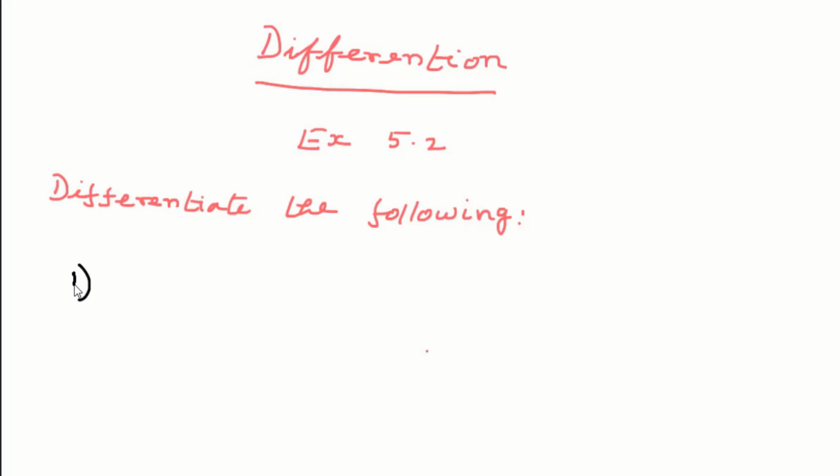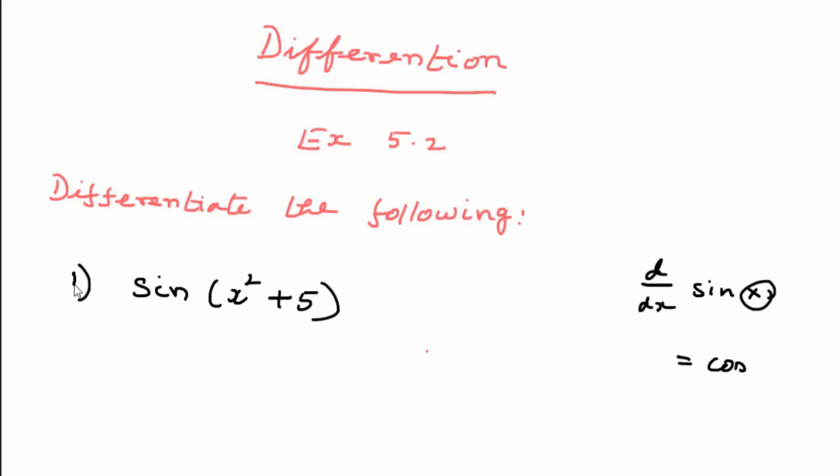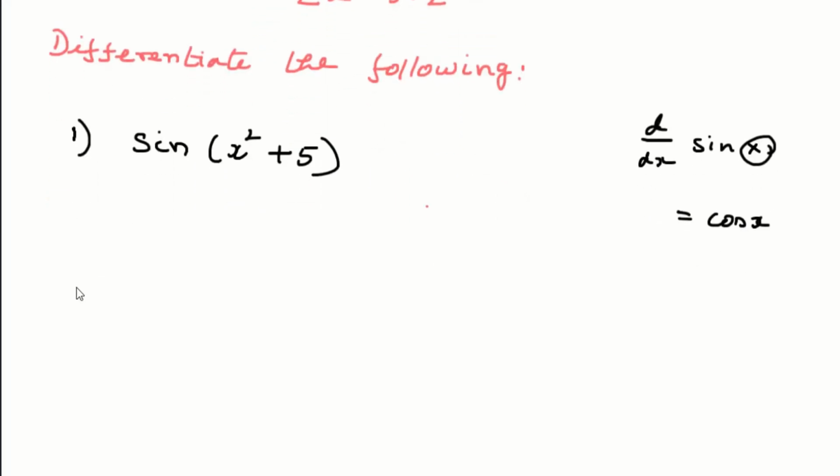First sum of your book is differentiate sine of x square plus 5. Okay, so we know that d by dx of sine x is cos x, but only if it is x here. Then only it is cos x. Now it is differential of sine of x square plus 5. So here it is not x, it is x square plus 5.